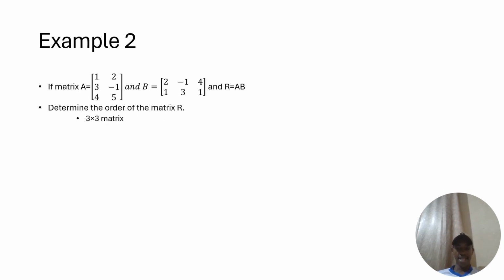So the first question to be asked: determine the order of the matrix R. What comes into your minds when they talk of order? Remember, I told you above that the order is row by column. When you multiply, the outcome of our multiplication is what gives you the order of the matrix.